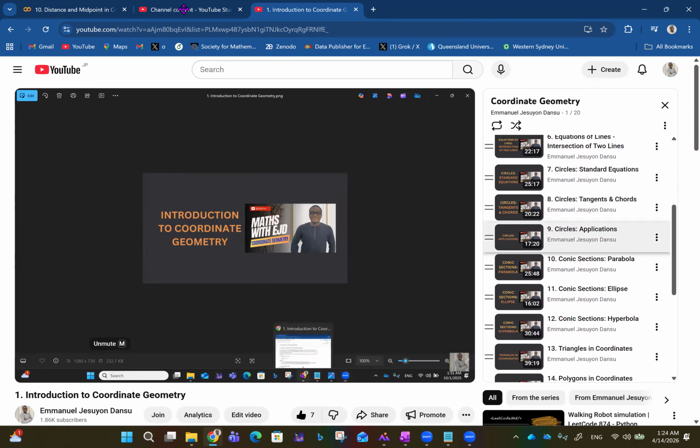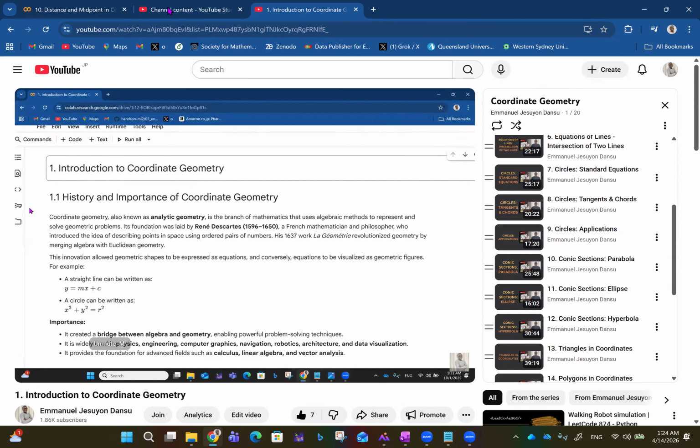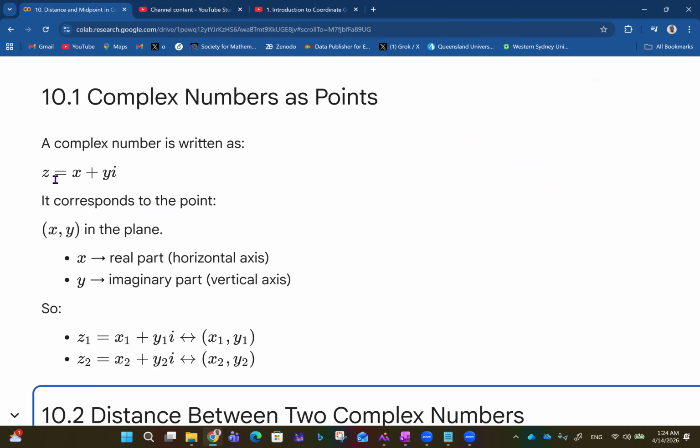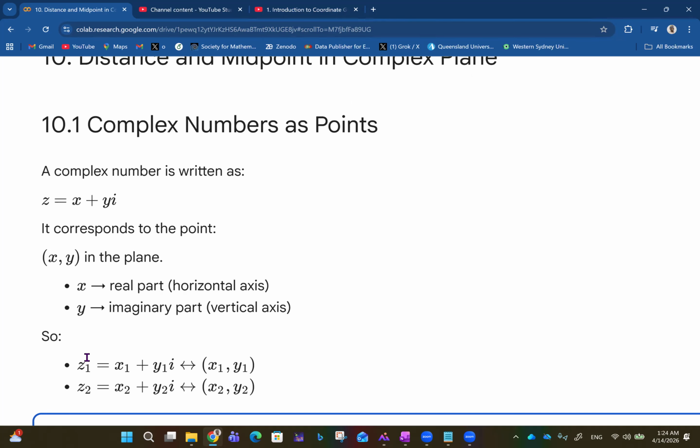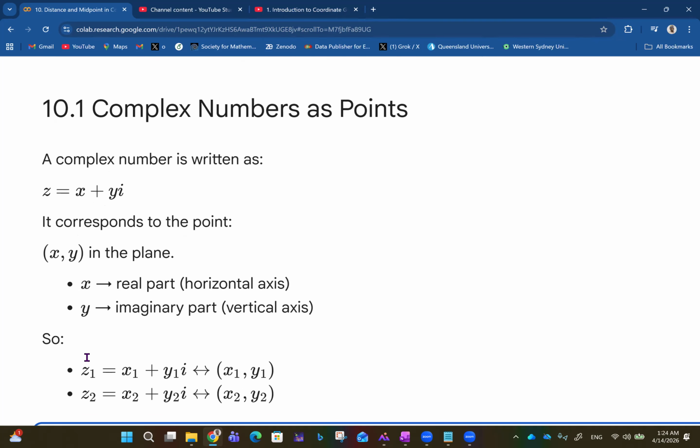Okay, so back to the deal. A complex number is written as z equals x plus yi, or if you like, x plus iy. It corresponds to the point (x, y) in the plane, where x is the real part, the horizontal axis, and y is the imaginary part, the vertical axis. So if I say z1, I mean x1 plus y1i, which can also be written in coordinate form as (x1, y1). x1 is real, y1 is imaginary on the Argand diagram. Then z2 is x2 plus y2i, which implies (x2, y2).